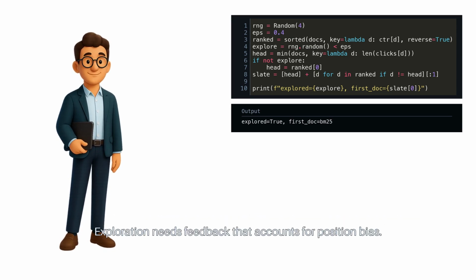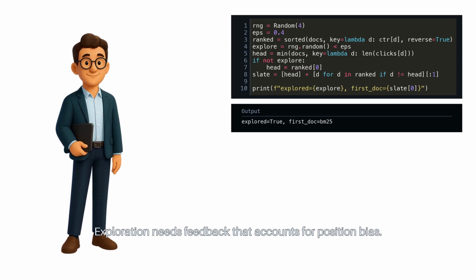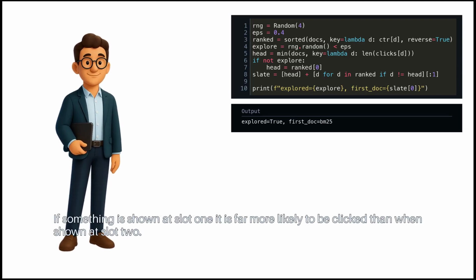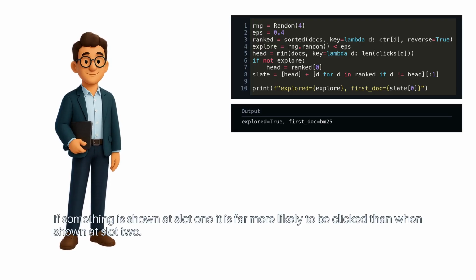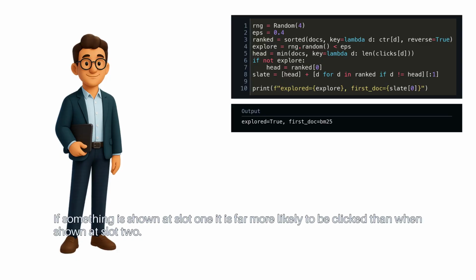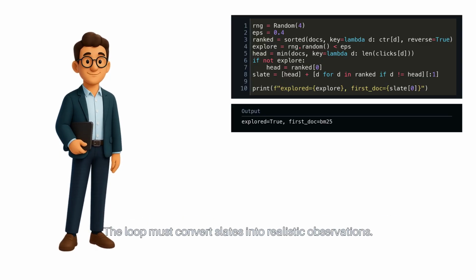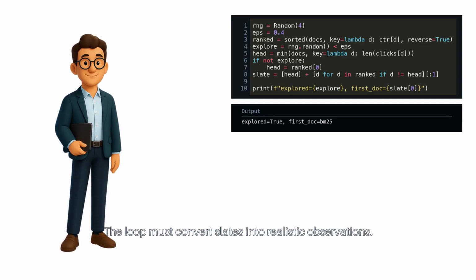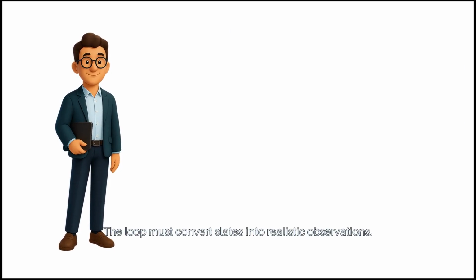Exploration needs feedback that accounts for position bias. If something is shown at slot 1, it is far more likely to be clicked than when shown at slot 2. The loop must convert slates into realistic observations.